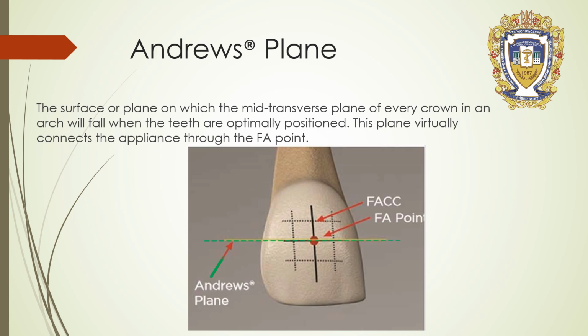Next notion, Andrews plane. The surface or plane on which the mid-transverse plane of every crown in an arch will fall when the teeth are optimally positioned is called Andrews plane. This plane virtually connects the appliances through the FA point.